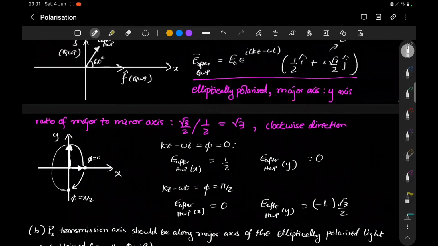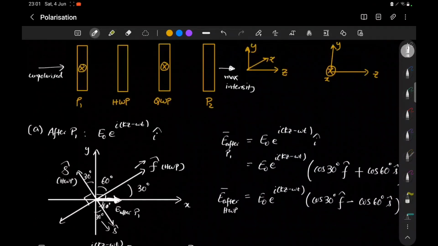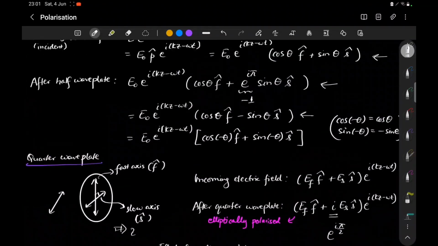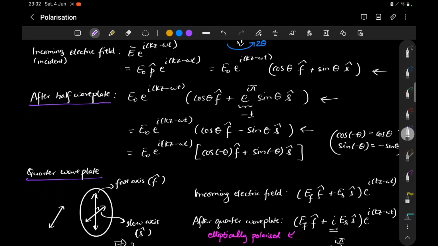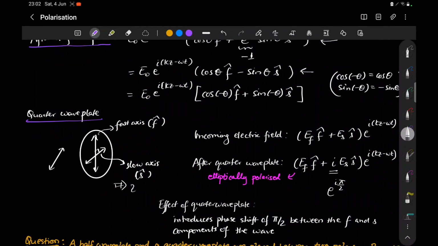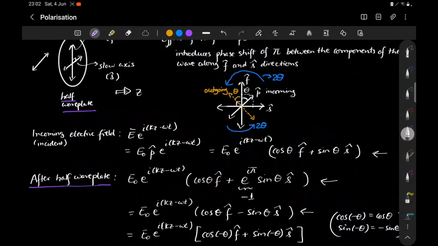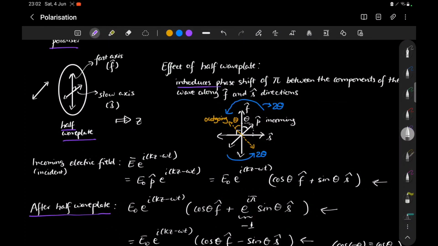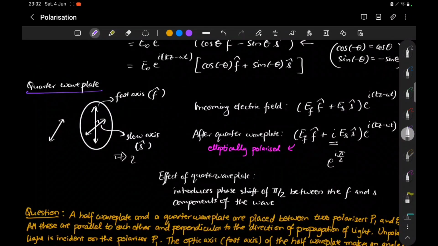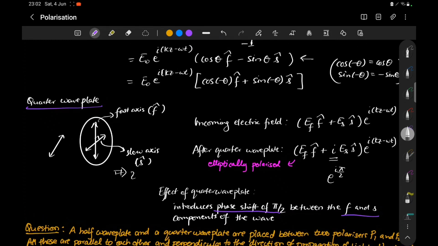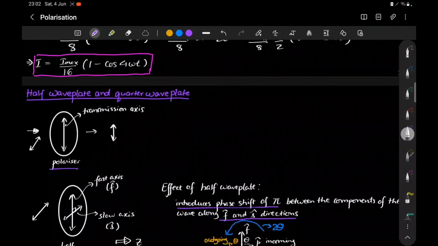So this solves the question. The takeaways from this question were the use of half wave plate and quarter wave plate. So we saw what happens after the half wave plate, we saw what happens after the quarter wave plate. So the half wave plate introduces a phase shift of pi between the components along the fast and slow directions, whereas the quarter wave plate introduces a phase shift of pi by 2 between the components along the fast and slow axis. So this solves the question.